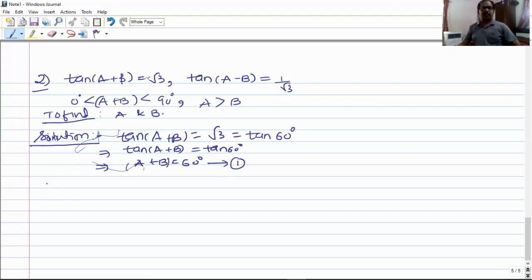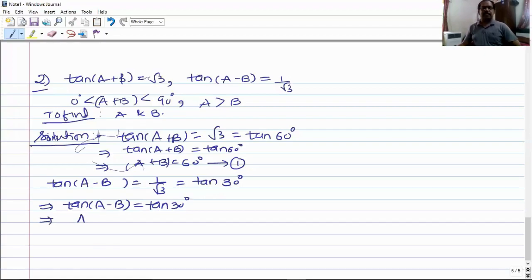Also you can use the second one given, the value of tan of a minus b is given as 1 upon root 3. So student, again can you remind for which angle this tan theta is 1 by root 3? Yes, it is for 30 degree. So we can say this is equal to tan of 30 degree. Again, as you have equated these two trigonometric ratios, here also I can equate tan of a minus b equal to tan of 30 degree. So I can equate the angle a minus b with 30 degree. So let it be equation number 2.